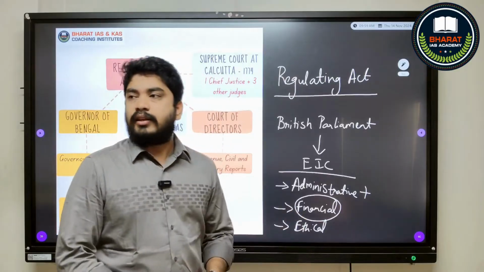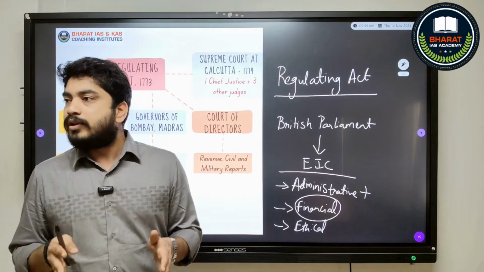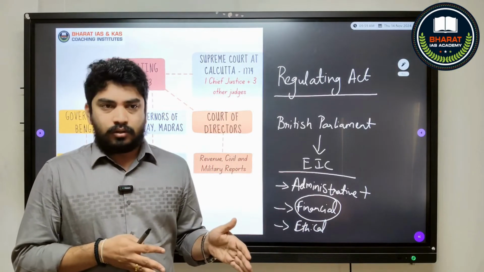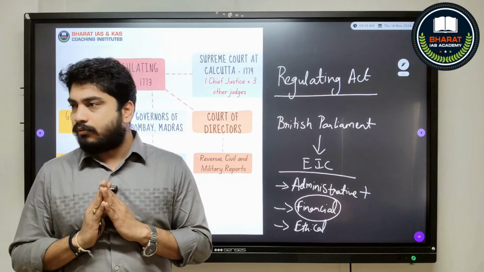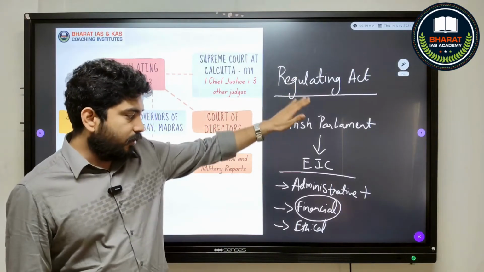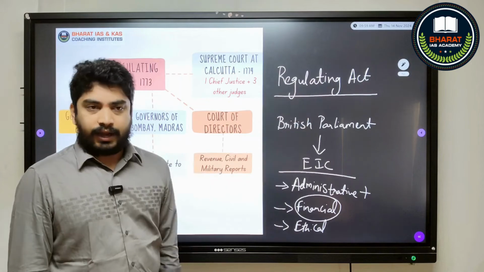What do you mean by an ethical crisis? As I told you, the administrative officials within the East India Company were corrupt. So these were the reasons why the Regulating Act was brought in.